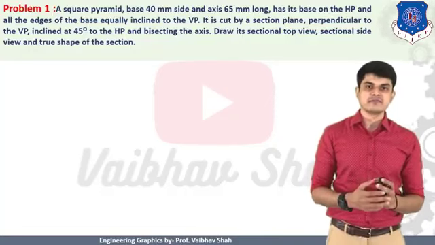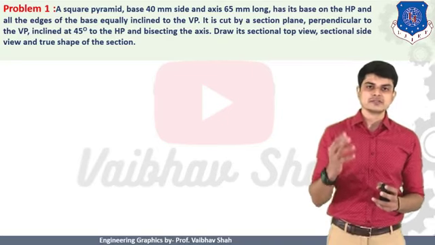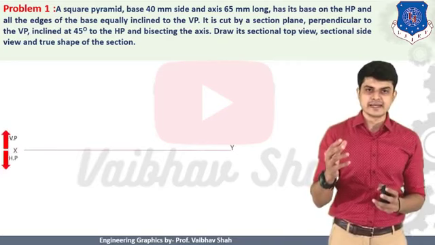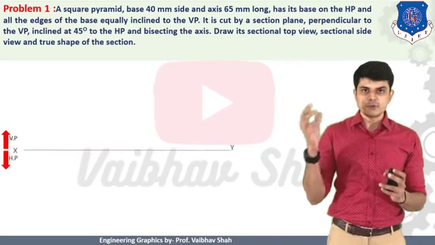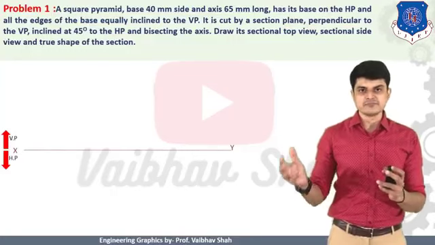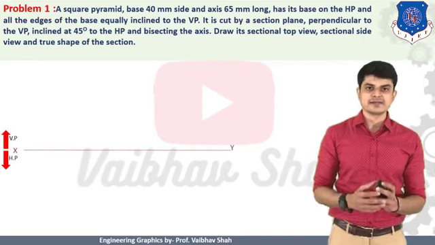So now let us begin our example. First we should construct the XY line. So let us construct our XY line. This will be our XY line, as you can see. The portion above the XY line would be the vertical plane, as you know, and the portion below this XY line would be your horizontal plane. So now let us proceed.